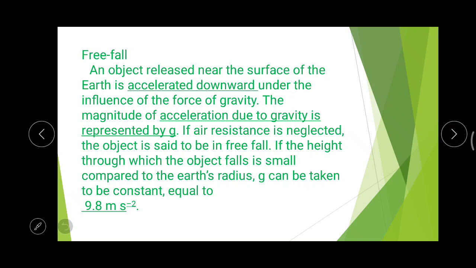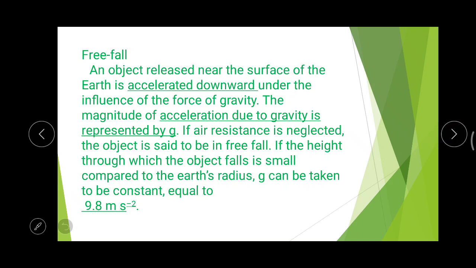In other words, we can say that an object released near the surface of the earth is accelerated downwards, towards the surface of the earth. Actually, it is due to the gravity. You know that the gravitational force of earth attracts all the things towards it. So this free fall is due to the gravitational attraction force of the earth.